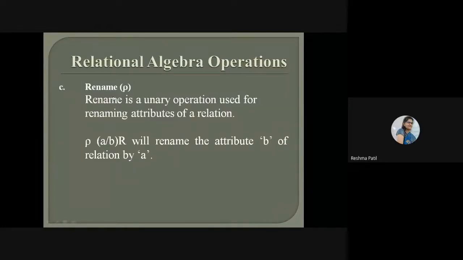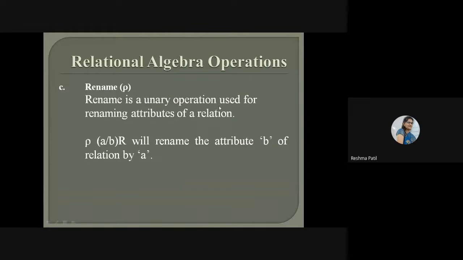Next, rename. If you want to change the name of an attribute, you can do that at runtime. So if you want to change the name of an attribute, then we can use this rename symbol. Using this symbol, we can rename the attribute name. So rename is a unary operation. We have already learned about unary and binary operations. Binary means it is performed on more than one operand. Here in rename, we have to change a single attribute name. That's why it is called a unary operation.